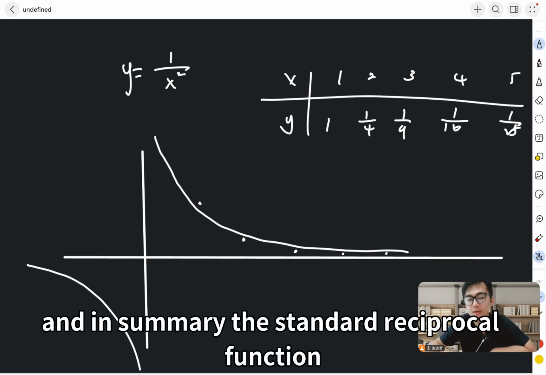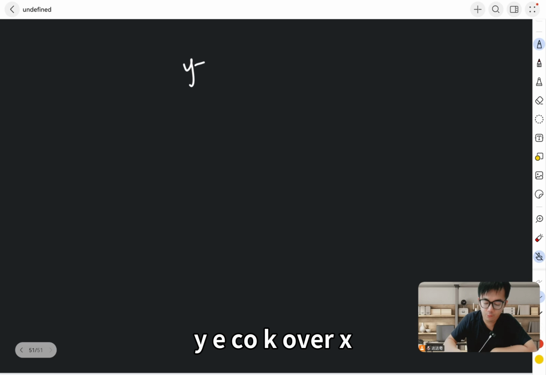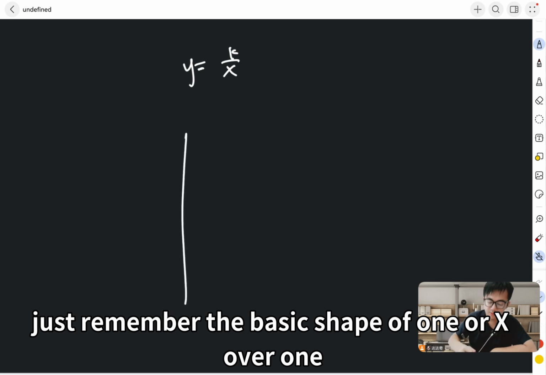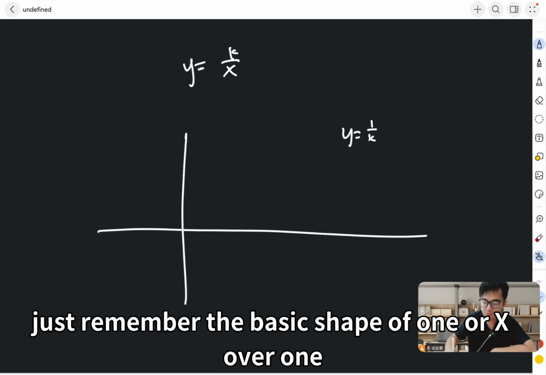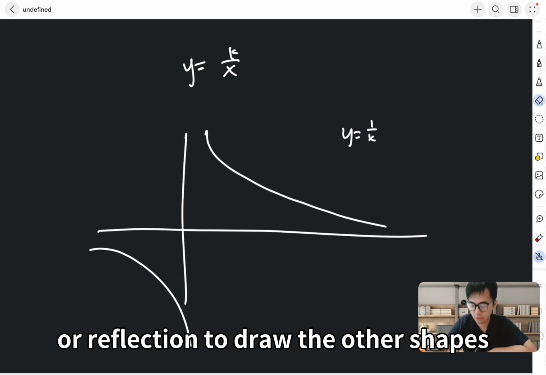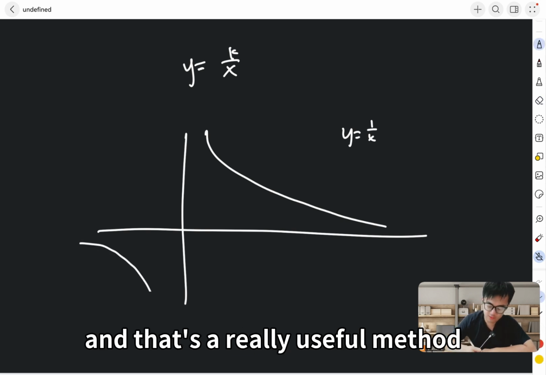And in summary, for the standard reciprocal function, y equals k over x, you can just remember the basic shape of 1 over x and then do a bit of dilation or reflection to draw the other shapes. And that's a really useful method.